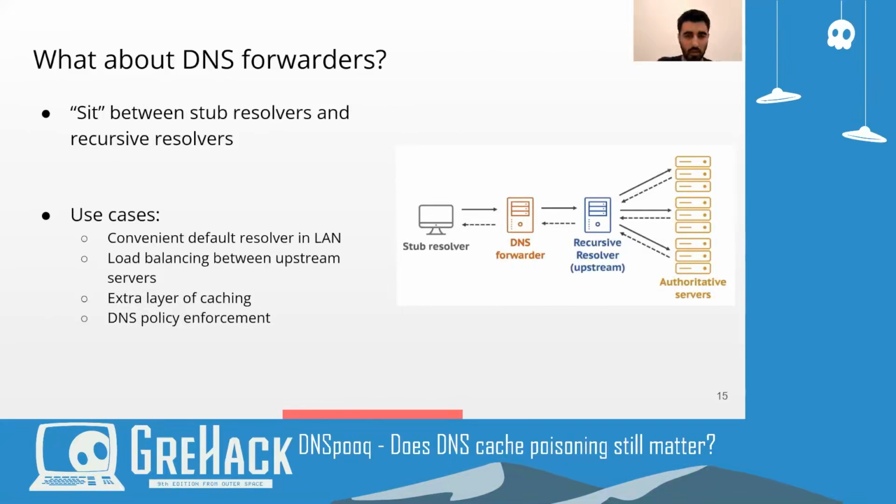So what are the use cases for this box? It is commonly found in home routers because it is a convenient default resolver in a local area network, because it is easily served by DHCP. Further, it allows for load balancing between different upstream servers.